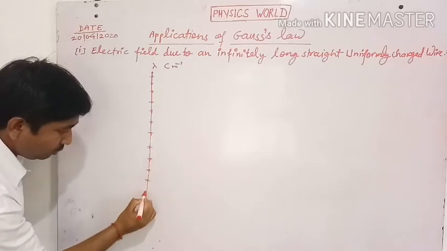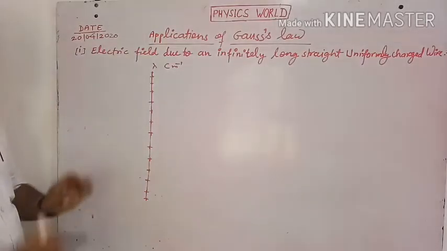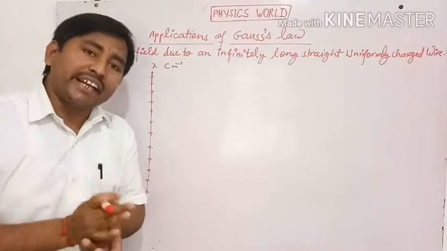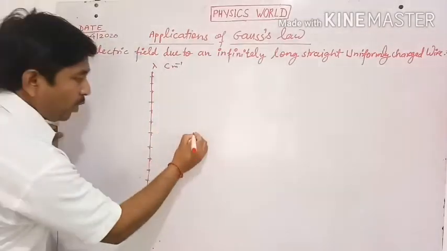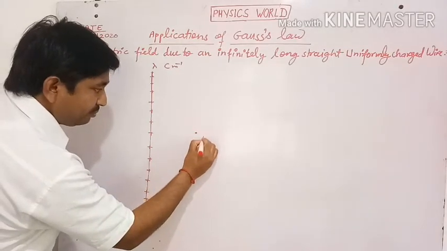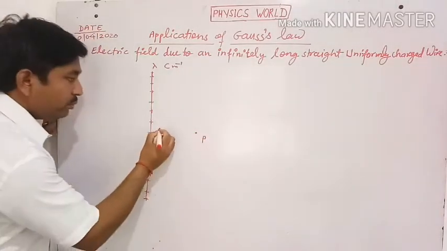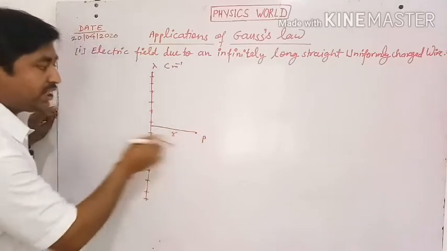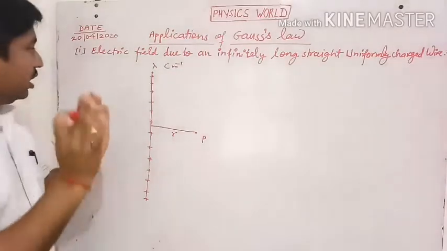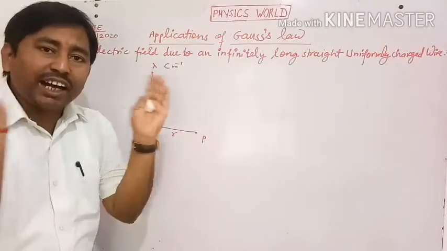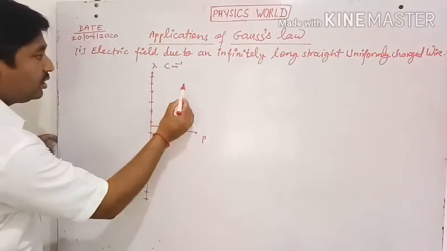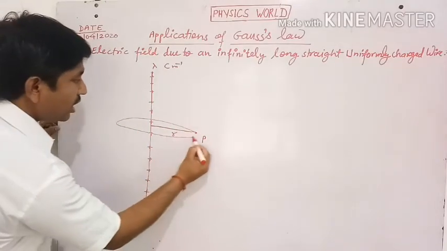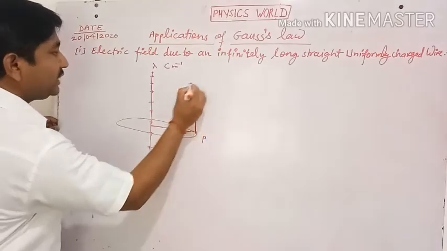and by this wire we want to determine the value of the electric field intensity at any point P, which is placed at a perpendicular distance of r. Consider a cylindrical Gaussian surface whose radius is r and length is L.